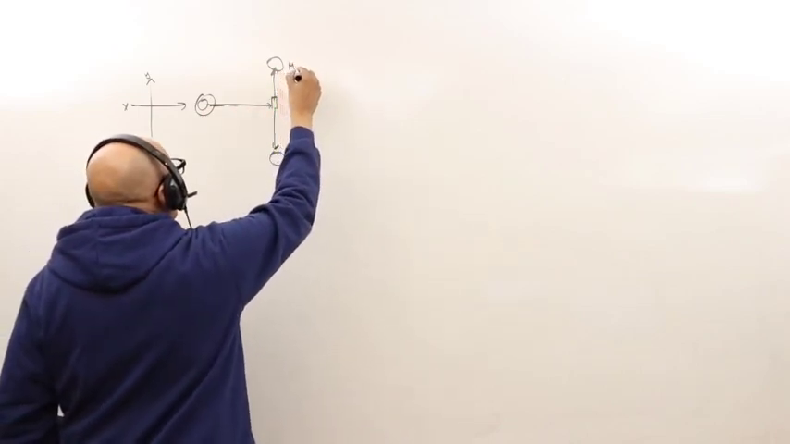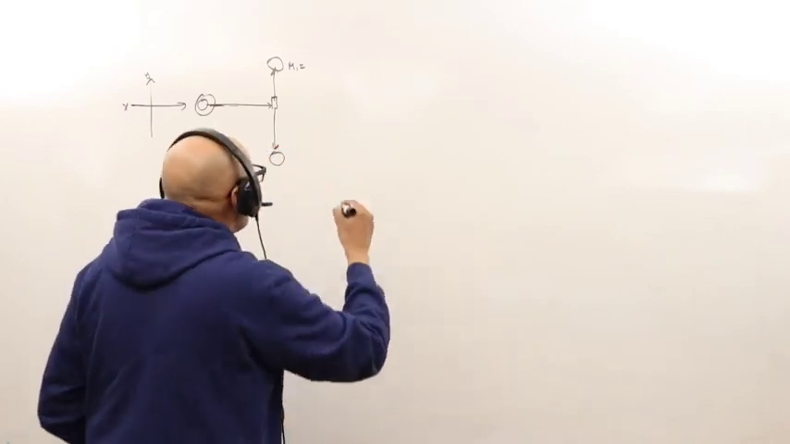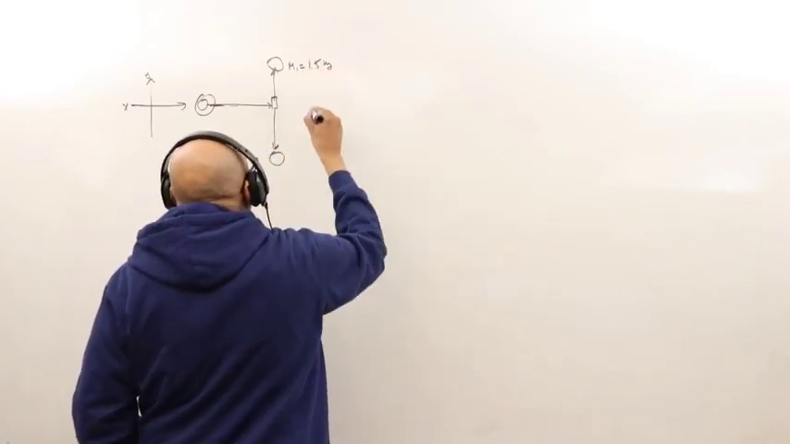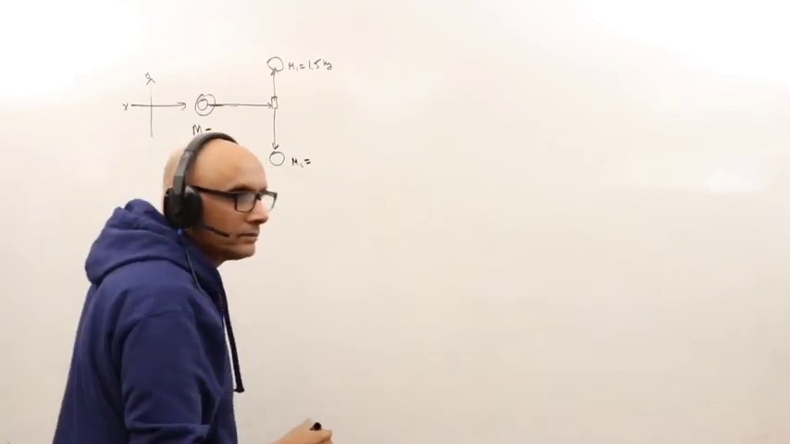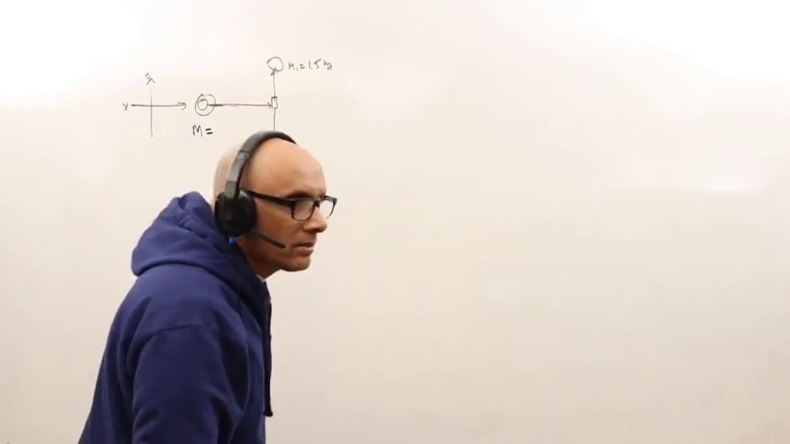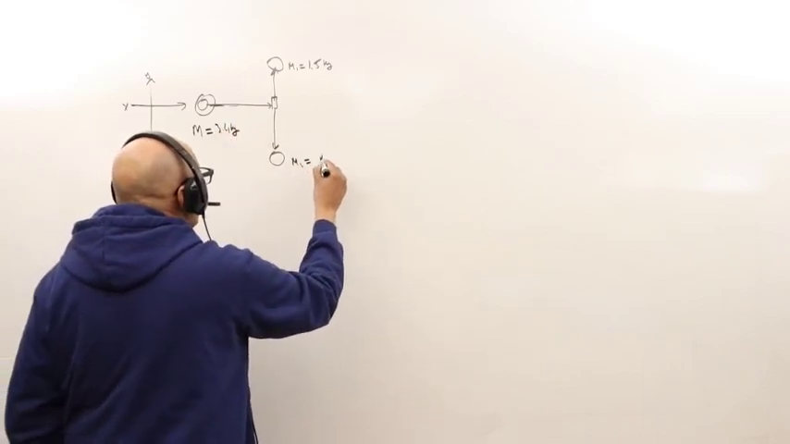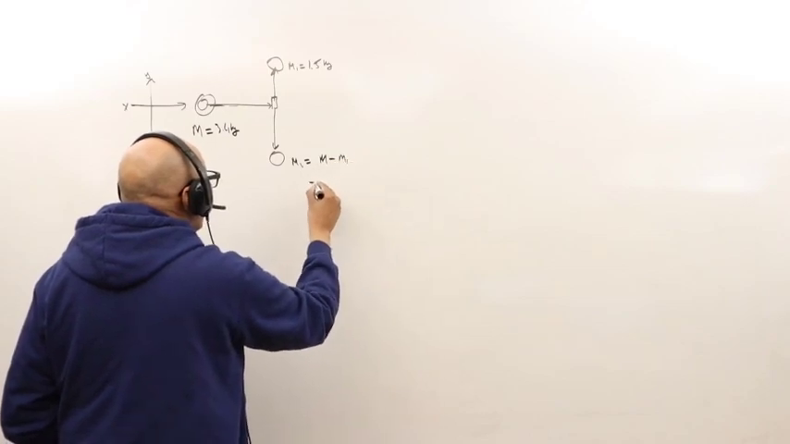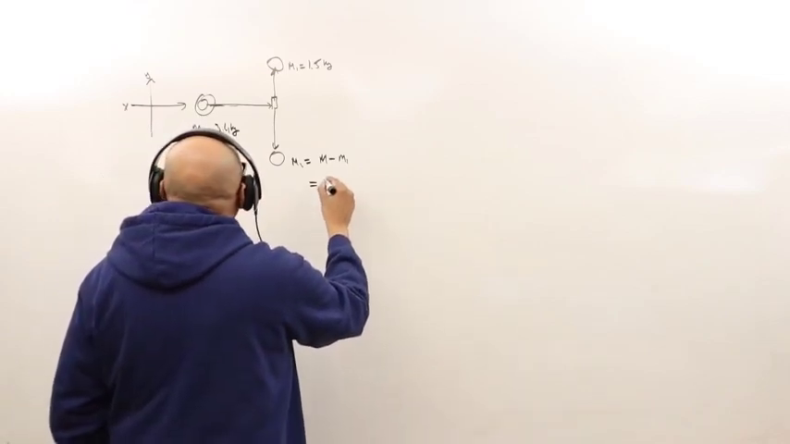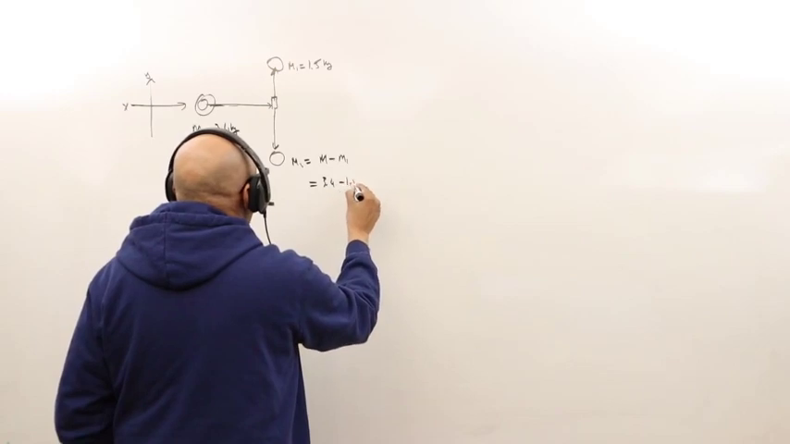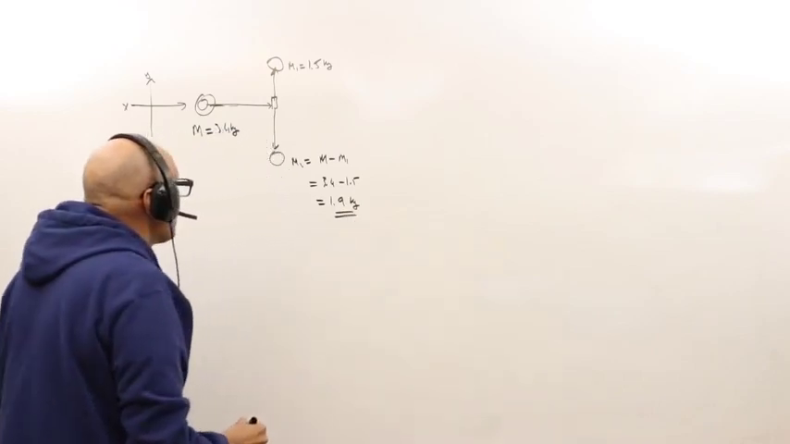We'll call this M1. So M1 happens to be 1.5 kilograms. There's a mass, let's call it M, before the explosion. There's a mass of 3.4 kilograms. So M2 is going to be the total mass minus M1. Only two pieces. So 3.4 minus 1.5 gives me 1.9 kilograms. So we have mass M2.